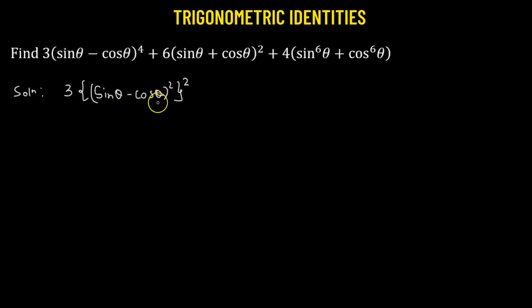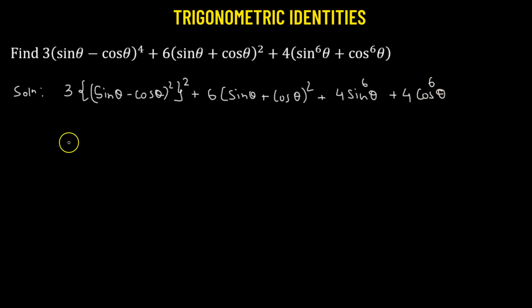We can easily expand (sine theta minus cosine theta) whole squared. Plus we have 6 times (sine theta plus cosine theta) whole squared, which we're going to expand in the next step. Plus 4 times (sine theta whole raised to the power of 6 plus cosine theta whole raised to the power of 6). Fine.